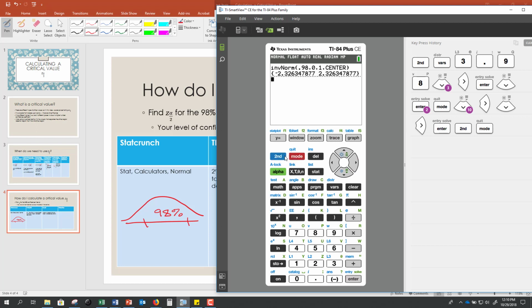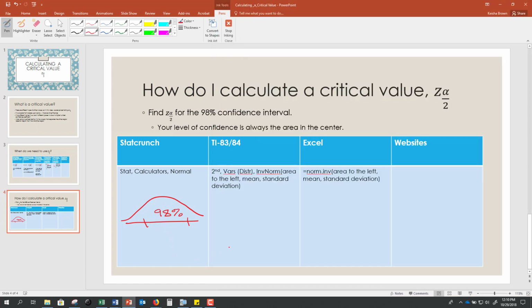then when we go to distributions and inverse norm, this is what your calculator is going to look like. So this inverse norm function only takes the area that's on the left, then it takes your mean and your standard deviation. So far all we have is the area in the middle is 98%. So we need to do a little bit of extra work.